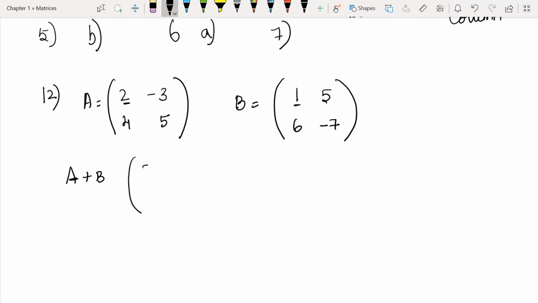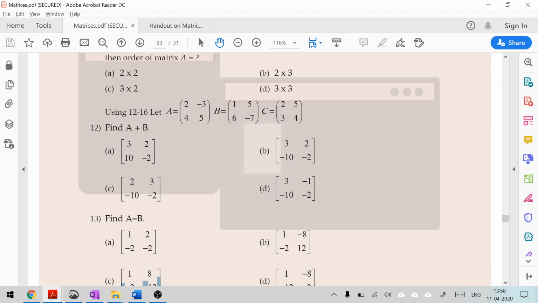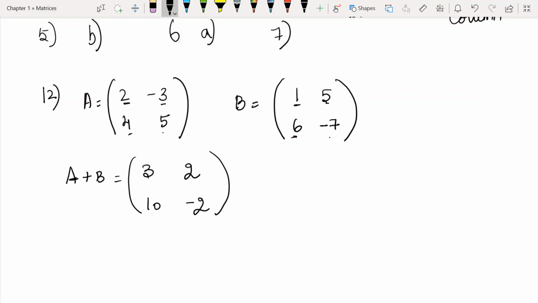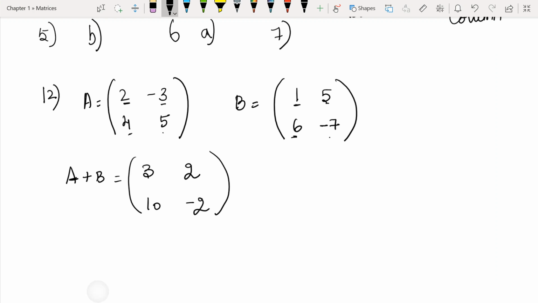2 plus 1 is 3. Minus 3 plus 5 is positive 2. 4 plus 6 is 10. 5 plus minus 7 is minus 2. So that's all. A plus B is that simple. So what you have is, check the options. You need 3, 2, 10 and minus 2. Option A. Option A is your answer.